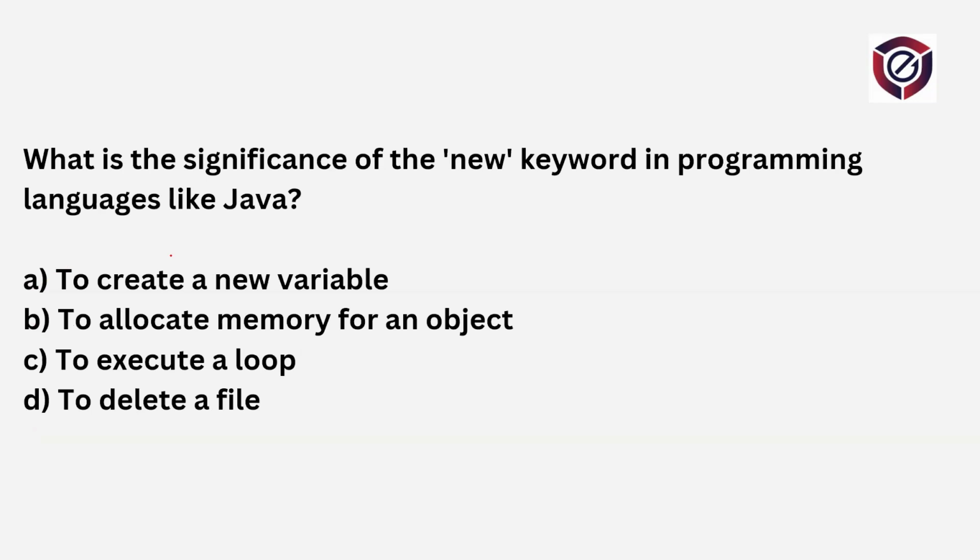What is the significance of the new keyword in programming languages like Java? Even C++ also has the new keyword. JavaScript also has a new keyword. New keyword is used for dynamic memory allocation. Remember it. New keyword is used for dynamic memory allocation in C++ as well as Java.